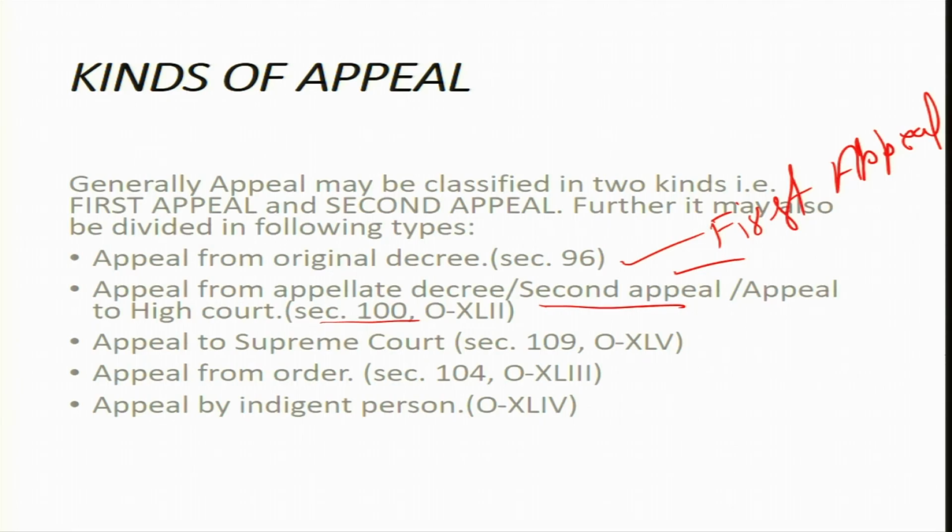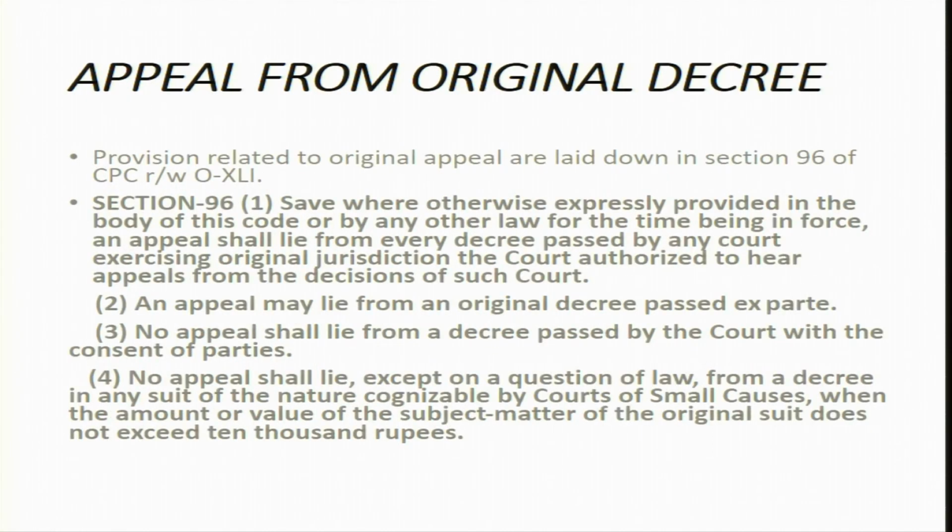First appeal is before the appellate court, whichever is higher in that hierarchy. The second one is second appeal before the High Court. Third appeal, appeal to Supreme Court, Section 109. Appeal from order, Section 104 or Order 43. Appeal by indigent person, Order 44. These are the various provisions of appeal in our CPC. This is appeal from original decree or first appeal, you can write again, Section 96, first appeal. See this provision, how appeal is a statutory right.